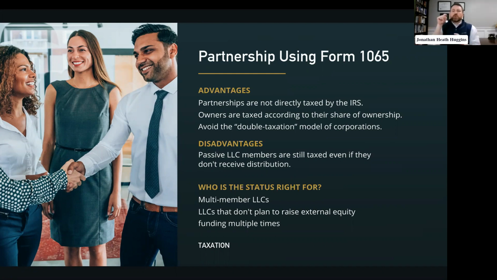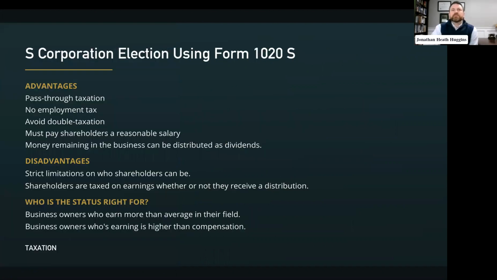Now, a disadvantage is that the partnership is considered a flow-through entity, which means that if there is money left in and you haven't received it, a passive LLC member still has to pay taxes on those profits and losses, those net earnings. This status is good for multi-member LLCs and also LLCs that do not plan to raise external equity. Typically it's good for people that just have a one-time agreement for a partnership, or maybe just a few times to have a partnership.